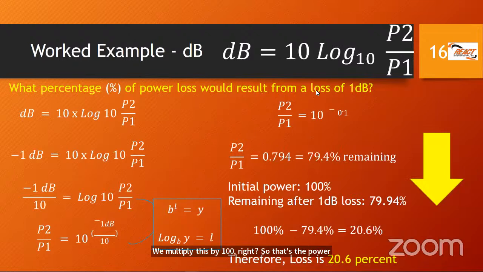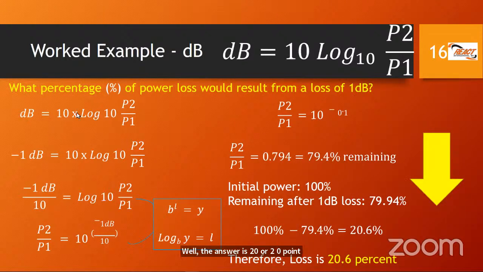But we want to know, what is the power loss? So if this 79.4% is the power that you remain with after a loss of 1 dB, how much power have you lost? If our initial power was 100%, and the remaining power after the 1 dB loss was 79.4%, then we simply take 100 minus the power that's remaining to get the loss. So 100% minus 79.4% is 20.6%, which is the answer. So what percentage of power loss would result from a 1 dB loss? The answer is 20.6%.